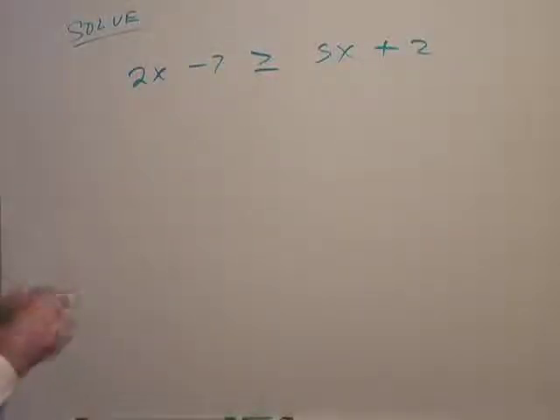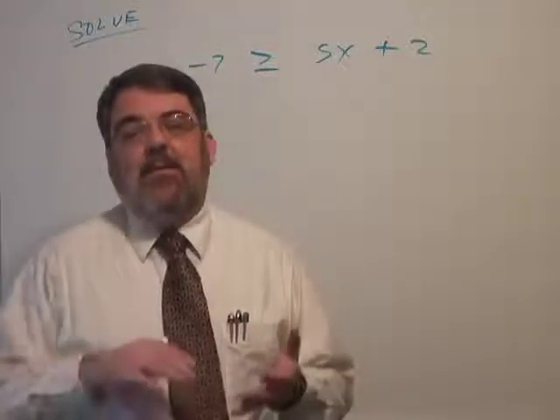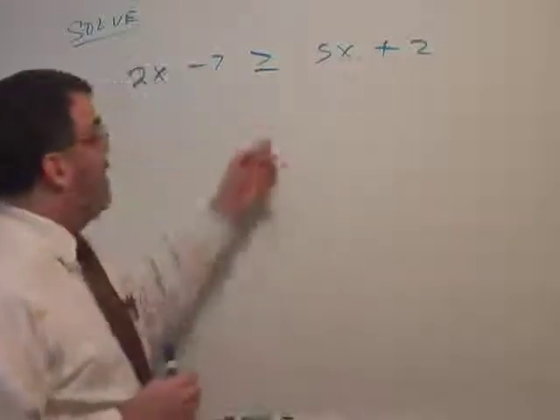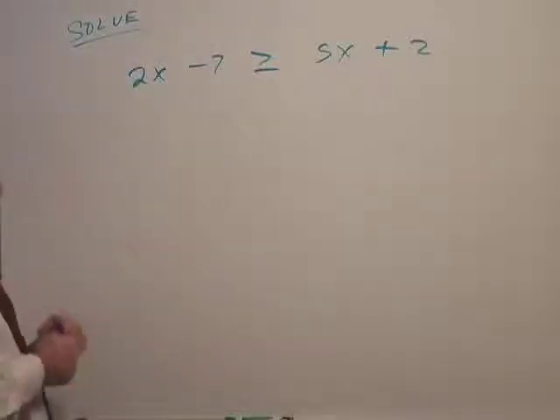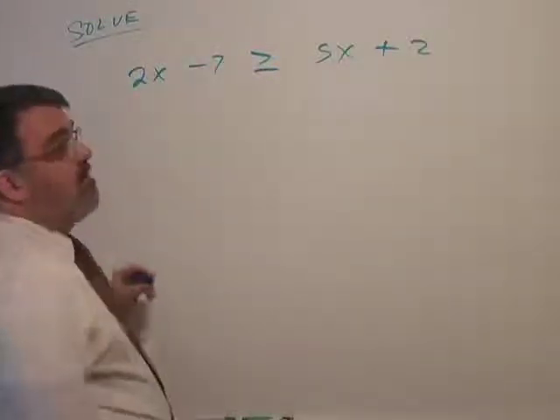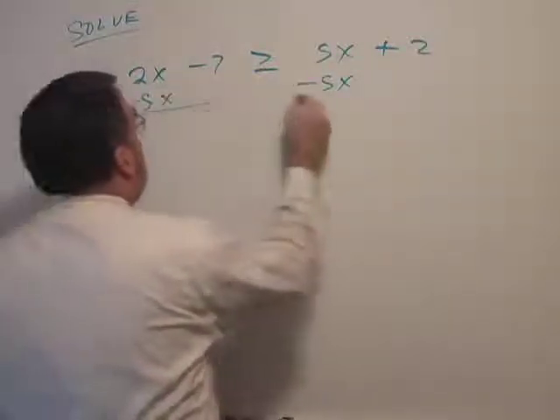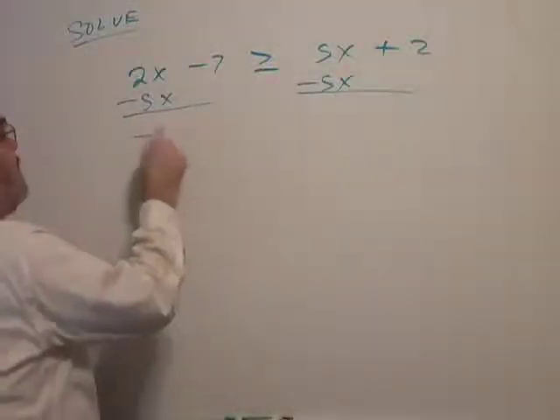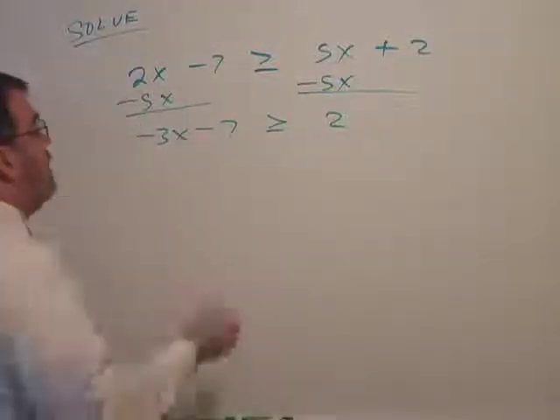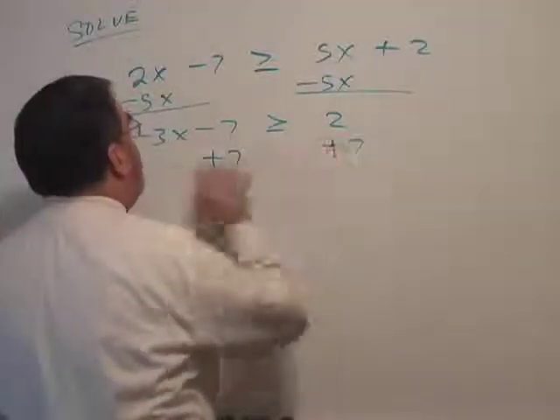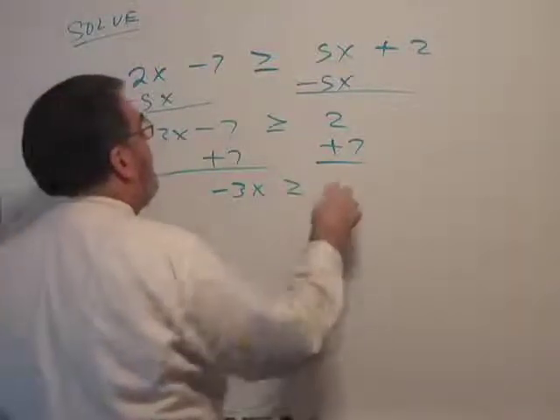Now, the good news is that inequalities are solved just like equations. The steps are the same. But the difference is that we have to watch out for the circumstances under which we want to switch this inequality symbol. So I think my first step is to bring the x's together. Suppose I did it by subtracting 5x from both sides. If I did that, then I would get negative 3x minus 7 is greater than or equal to 2. And then if we add 7 to both sides, this cancels. I get negative 3x is greater than or equal to 9.